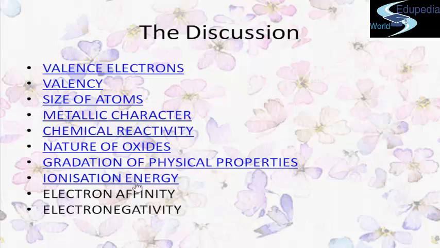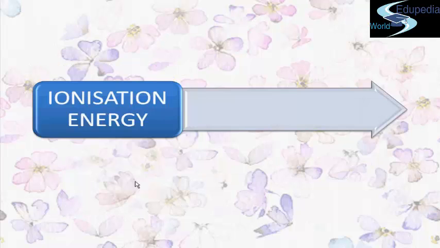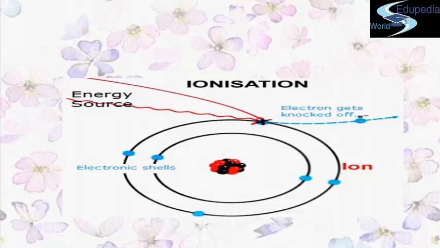So friends, let's start with ionization energy. We will first understand the meaning of ionization energy, and then describe the variation among the elements in the periods and groups of the modern periodic table. So friends, what is ionization energy?